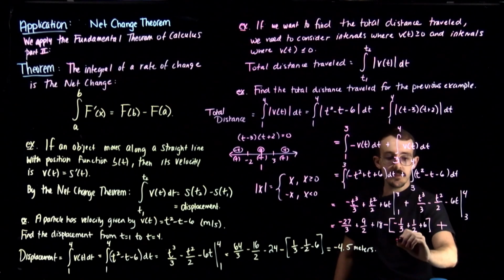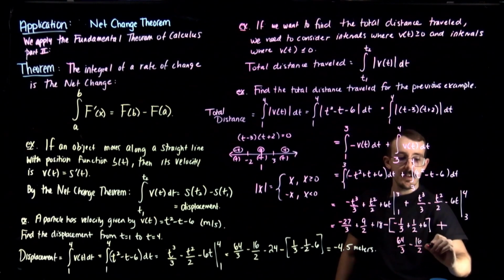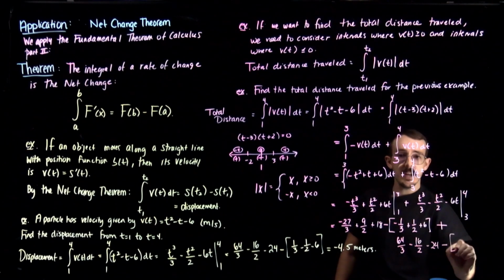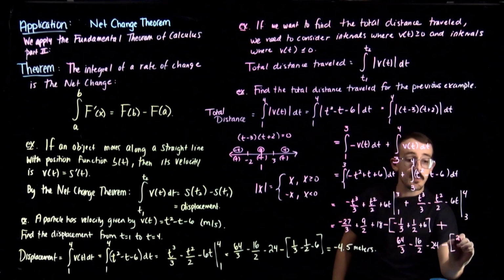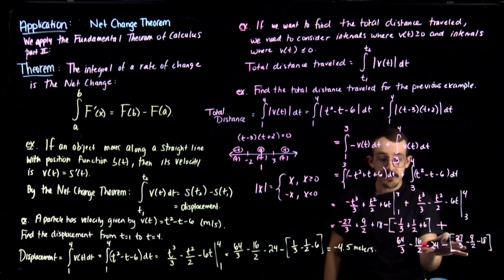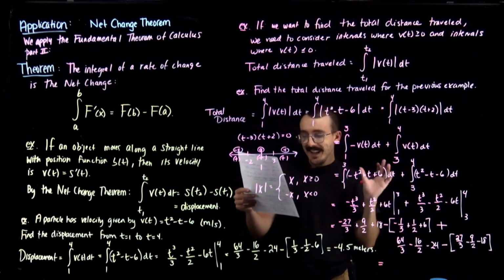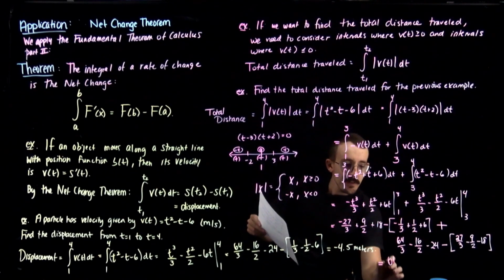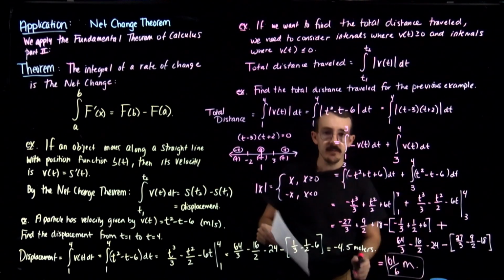So you plug in 4. You get 64 over 3 minus 16 over 2 minus 24 minus giant bracket. I'm going to plug in 3 in all of these spots. And I get 27 over 3 minus 9 over 2 minus 18. Close my giant bracket. Instead of 6 terms this time, there are 12 different terms. But I will save you the trouble again because I'm nice. And this is going to be equal to 61 over 6 meters. So that's the total distance traveled.